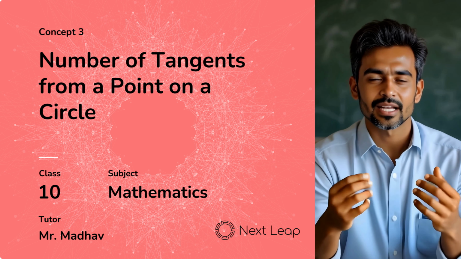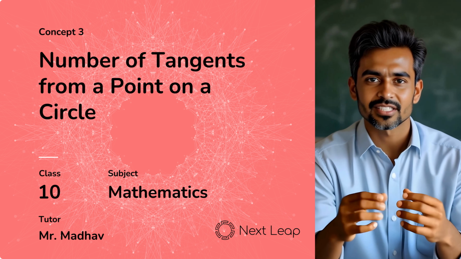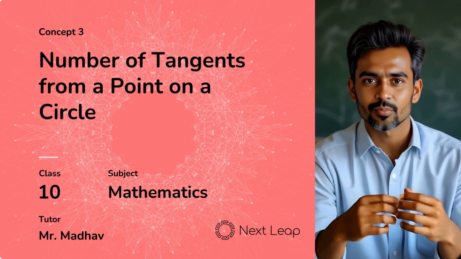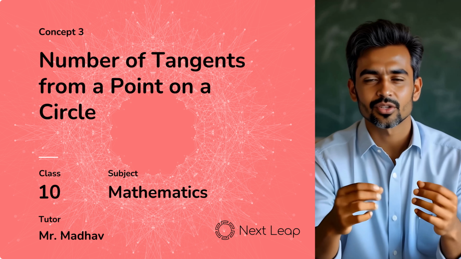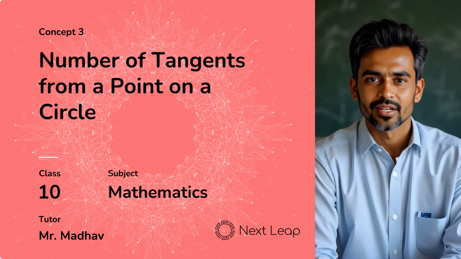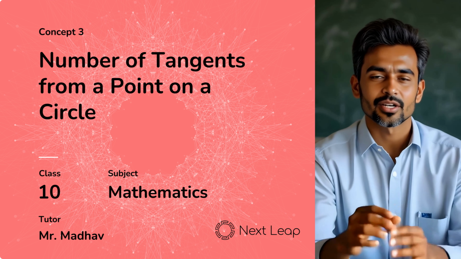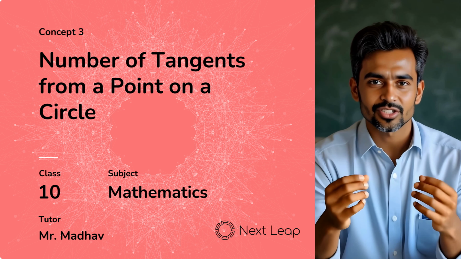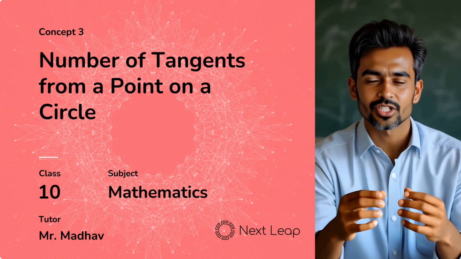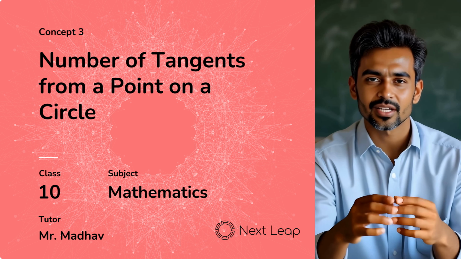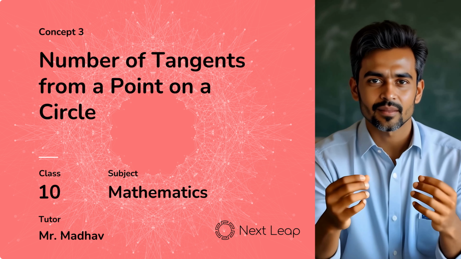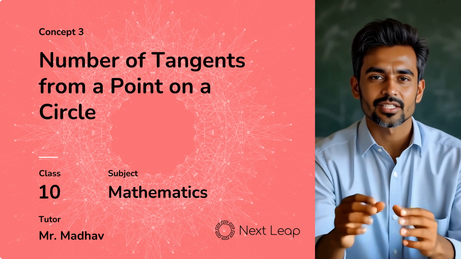Now, mathematically speaking, the number of tangents that can be drawn from a point to a circle depends on where that point is. If the point is outside the circle, you can draw two tangents. If it's on the circle, you can draw only one tangent. But if it's inside the circle, no tangents are possible at all. So, the geometry of tangents completely changes based on the point's position relative to the circle. And that's what makes this concept so fascinating. One simple rule, three distinct outcomes.